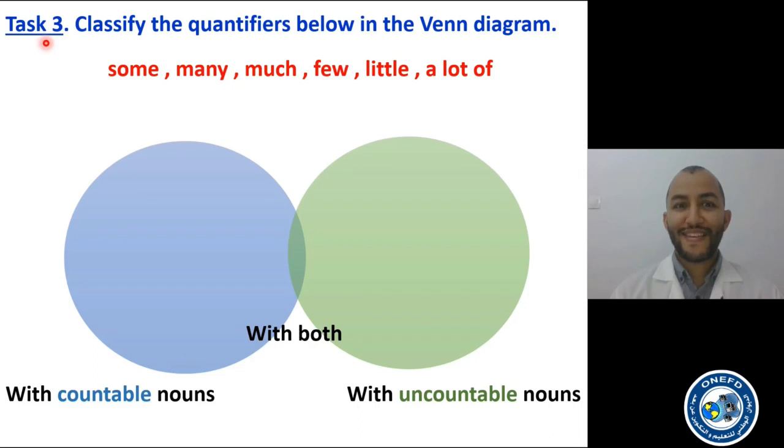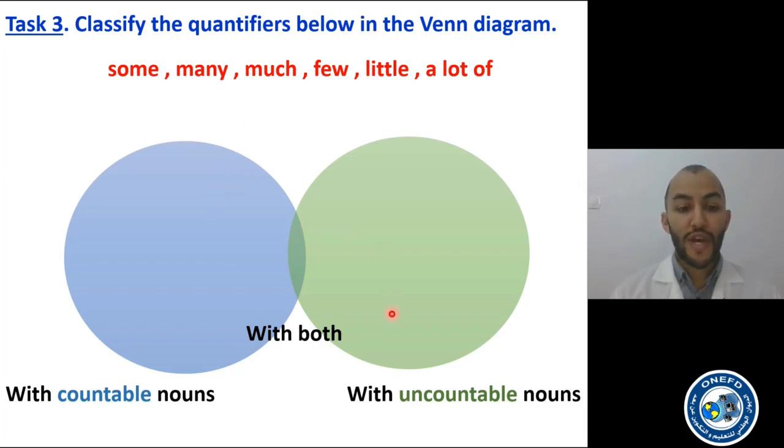Task number 3. Classify the quantifiers below in the Venn diagram. So you're going to classify them. What are these quantifiers? We have seen them before, right? We have some, many, much, few, little, and finally, a lot of. So what are you going to do? You are going to classify these quantifiers in the right category.